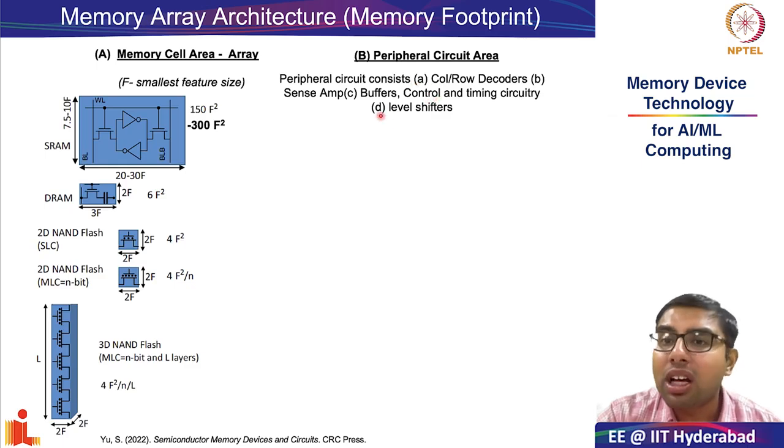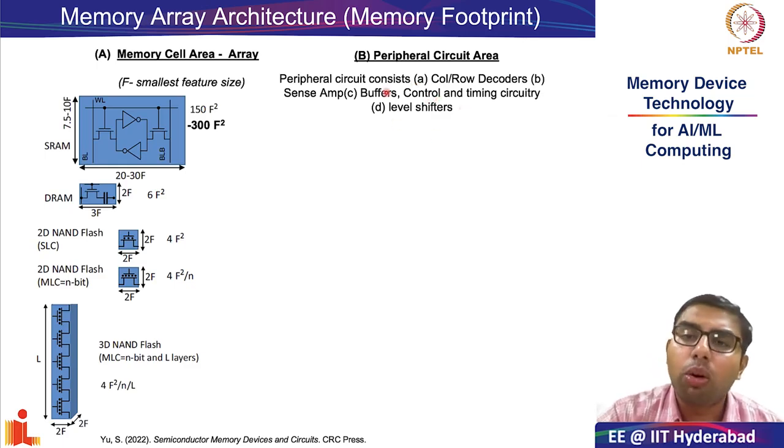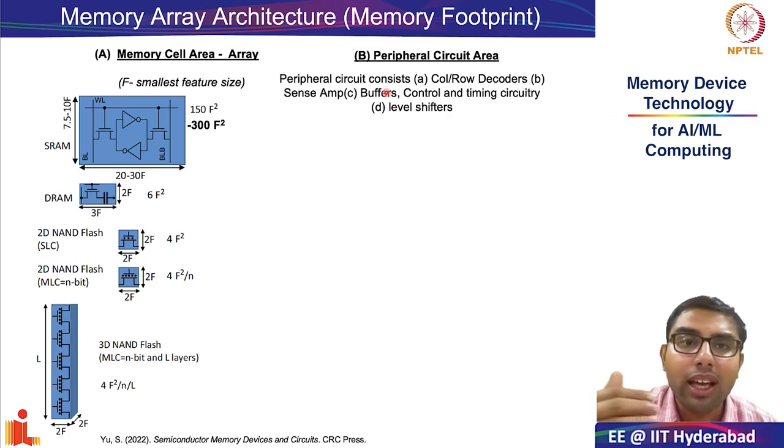This area overhead also goes into the peripheral circuitry. Furthermore, there are some important elements called level shifters. What are level shifters? Level shifters are analog elements which convert the voltage between the memory peripheral circuitry and the actual array. Let me give the example of NAND flash.